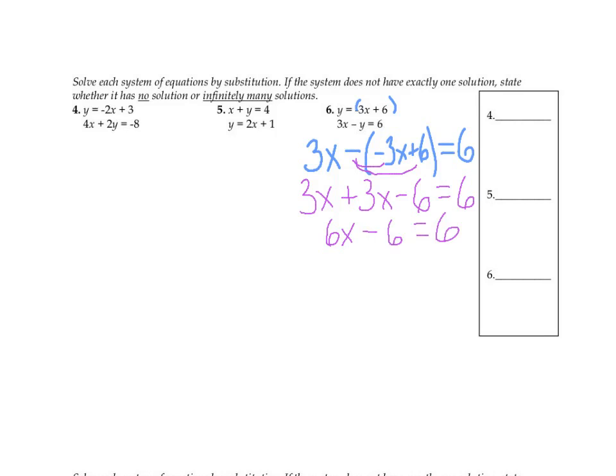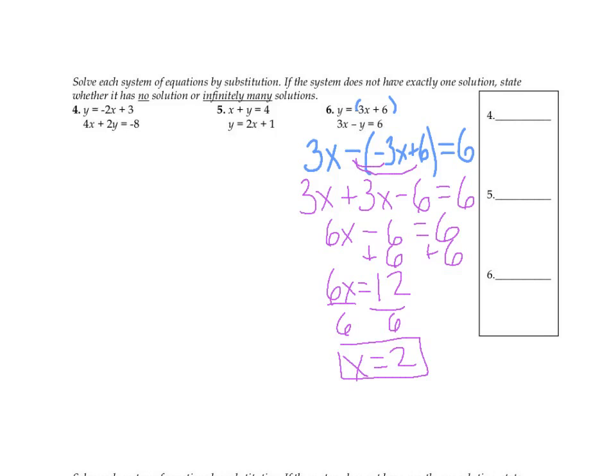So now we want to solve for x. We can add 6 to both sides, and we get 6x equals 12. And then we want to solve for x, so we can divide both sides by 6, and we get x equals 2. So now we found x equals 2. We also need to find what our y is. We could plug x equals 2 into either of the two equations it gives us, but we can more easily work with the first one because y is already solved for us.